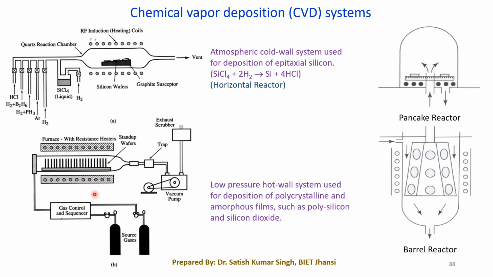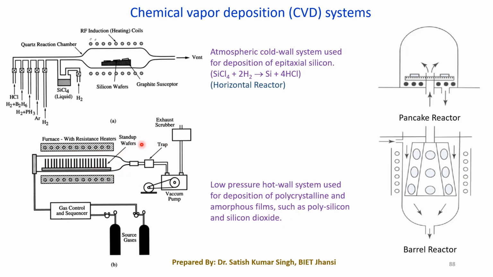In this case, we again send the gases inside, and because of the hot wall system, some of the reaction also takes place at the side walls, and some of the layers may also get deposited onto the side wall. Basically this system is used for deposition of polycrystalline and amorphous films, like silicon dioxide if you want to grow it. Then we have to go for such systems.